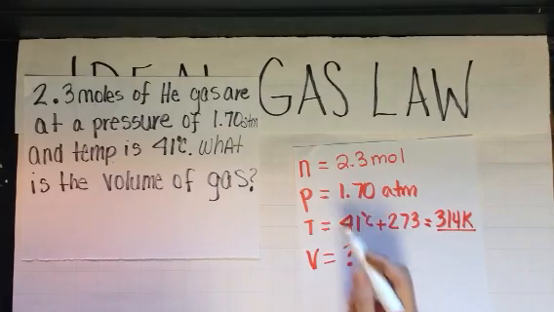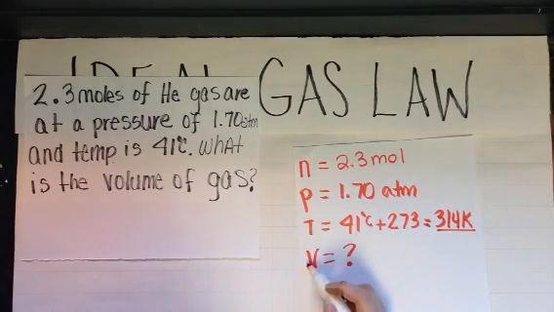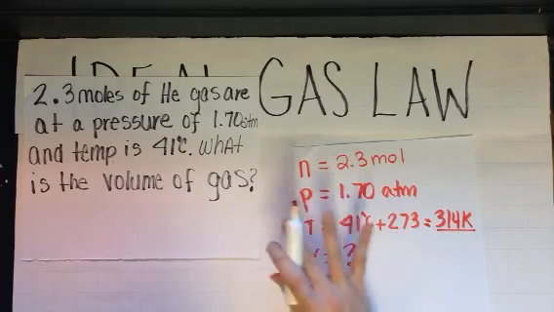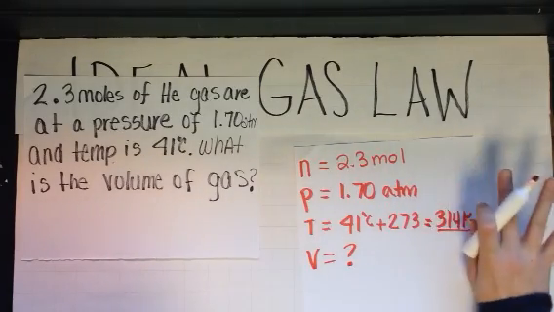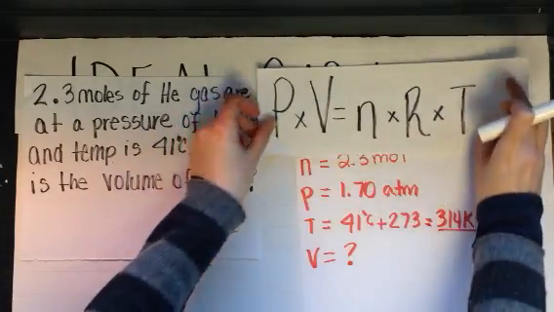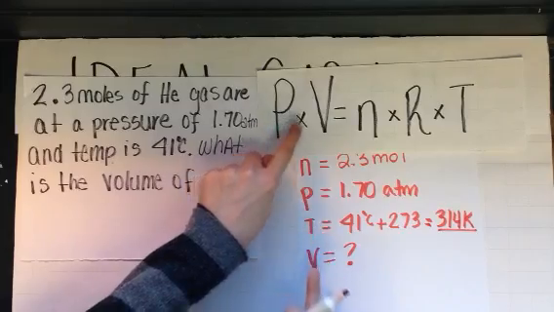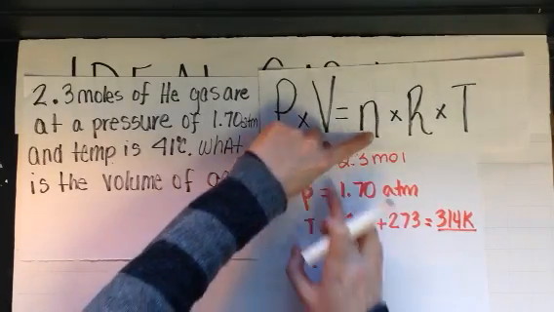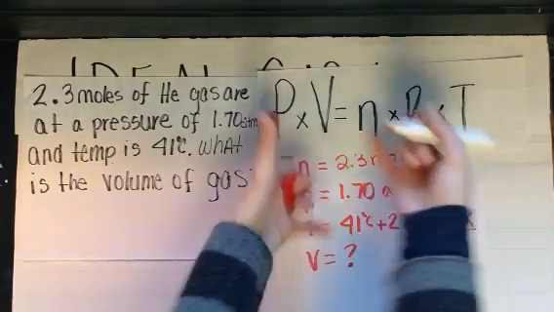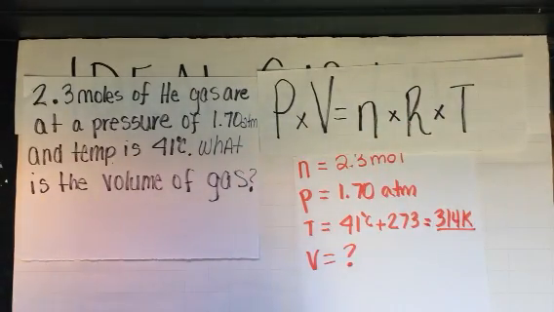All right, now I look here and I say I have P. I'm solving for V. I have N, T. I don't have any initial and final conditions. I just have one set of conditions. That is the ideal gas law. P, I'm solving for V. I have N, and I have T. Right? Anytime you have N, right away you should think of ideal gas law.